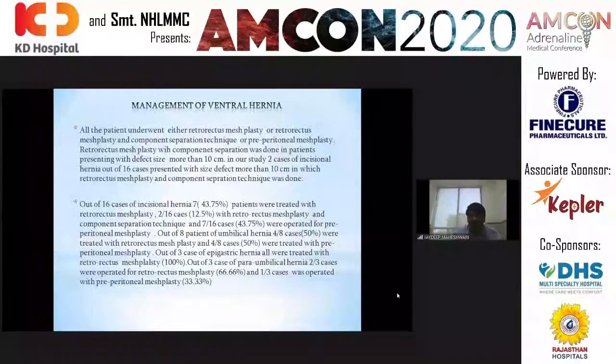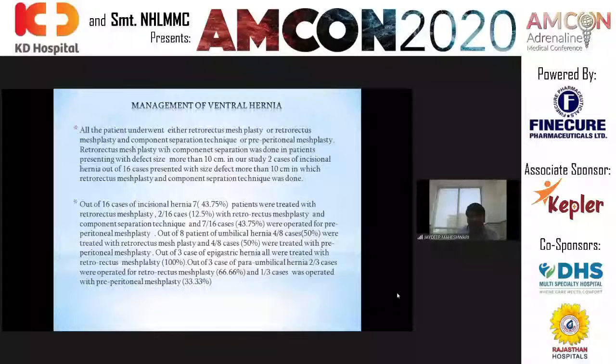Now, the management of the ventral hernia. All the patients were treated with either retrorectus mesh plasty, retrorectus mesh plasty with component separation technique, or pre-peritoneal mesh plasty. In my study, out of 16 cases of the incisional hernia, 2 cases presented with a defect size more than 10 centimeters. So they were treated with retrorectus mesh plasty and component separation technique. And other 7 out of 16 cases were treated with retrorectus mesh plasty and 7 were treated with pre-peritoneal mesh plasty.